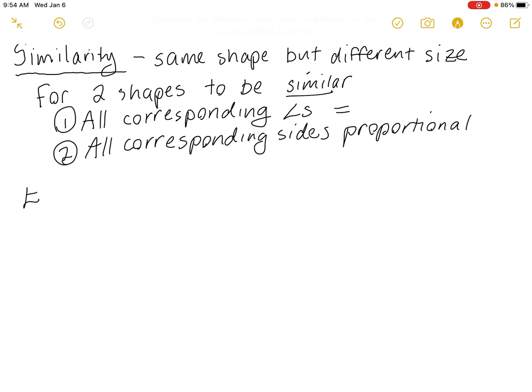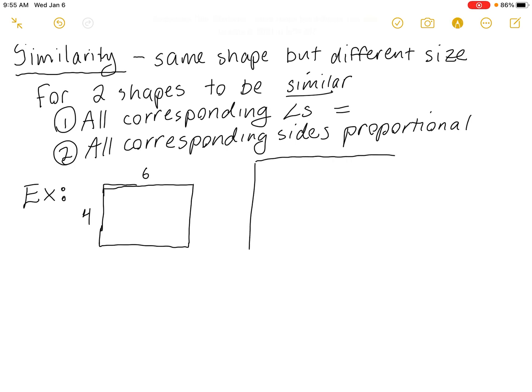So let's say, for example, to illustrate what this might look like, we have three rectangles. So let's say that this rectangle, these look terrible, but there we go. This is 4 and this is 6. Okay, and then we have another rectangle where this is 6 and this is 9. Okay, and then we have another rectangle where this is 2 and this is 4.